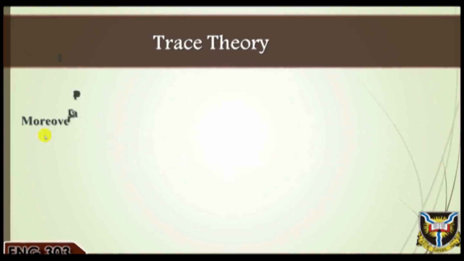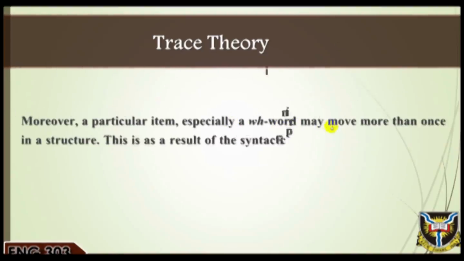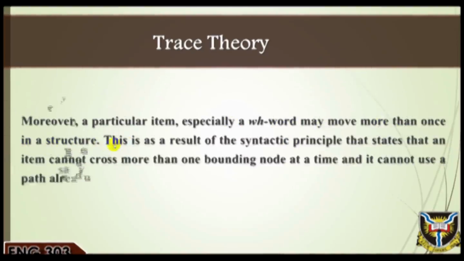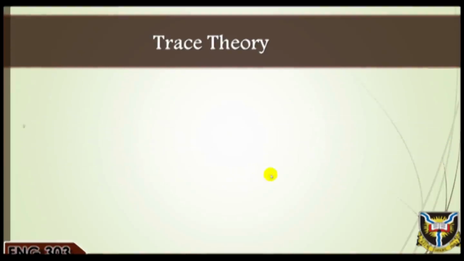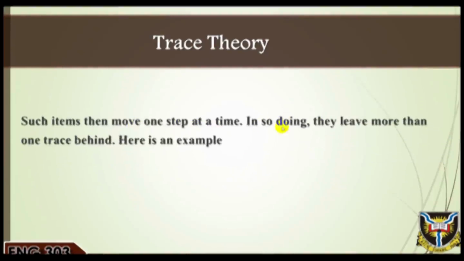Moreover, a particular item, especially a WH word, may move more than once in a structure. This is as a result of the syntactic principle that states that an item cannot cross more than one bounding node at a time, and it cannot use a path already used by another moved element. Such items then move one step at a time. In so doing, they leave more than one trace behind. Here is an example.